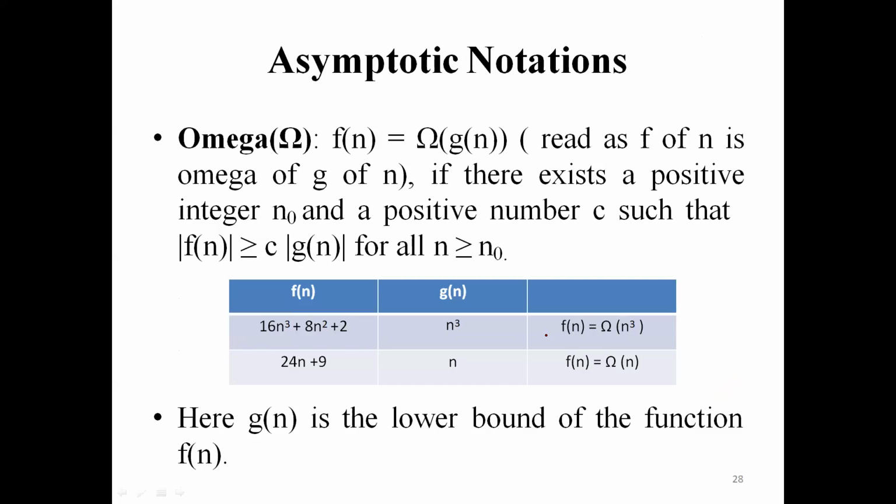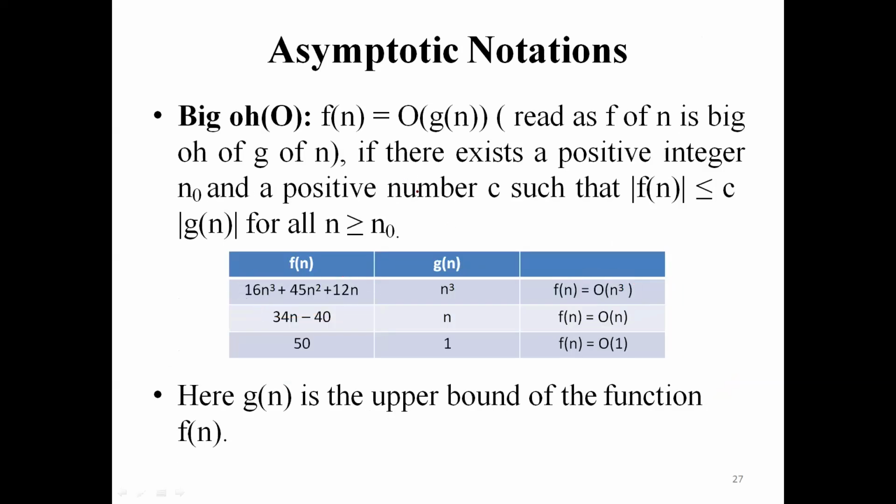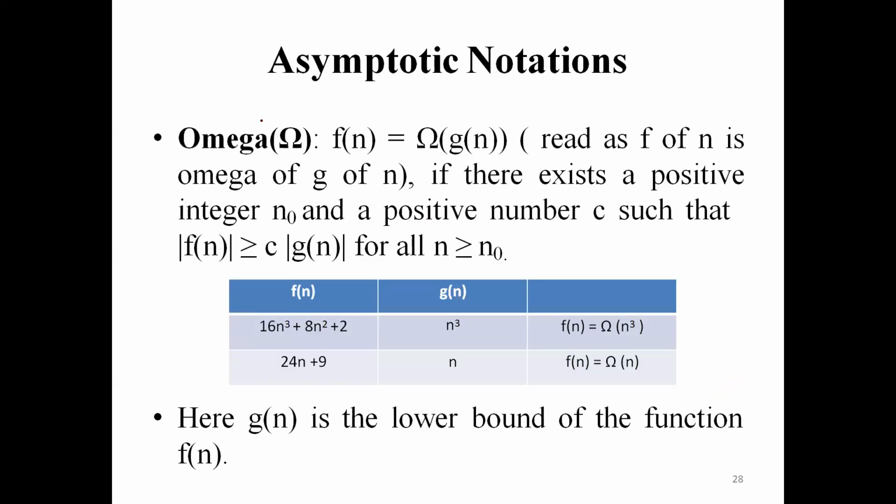Asymptotic notation. So here each and every slide tells about the big O, nothing but the upper bound of the function. And omega, the lower bound of the function.